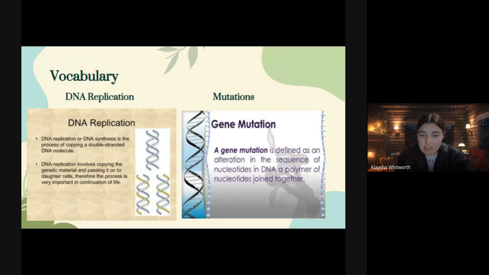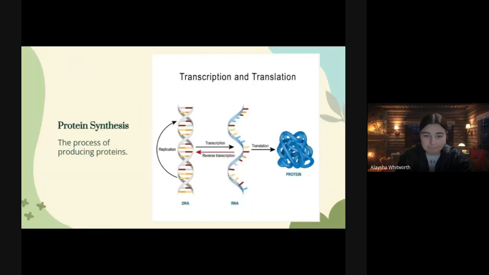A gene mutation is defined as an alteration in the sequence of nucleotides in DNA, a polymer of nucleotides joined together. Anytime there's a different sequence that's not supposed to be there, that can be a good or bad mutation. A lot of the time I would say it's not good, but sometimes it does help you. Transcription and translation is how we make proteins. Super, super important to know that.